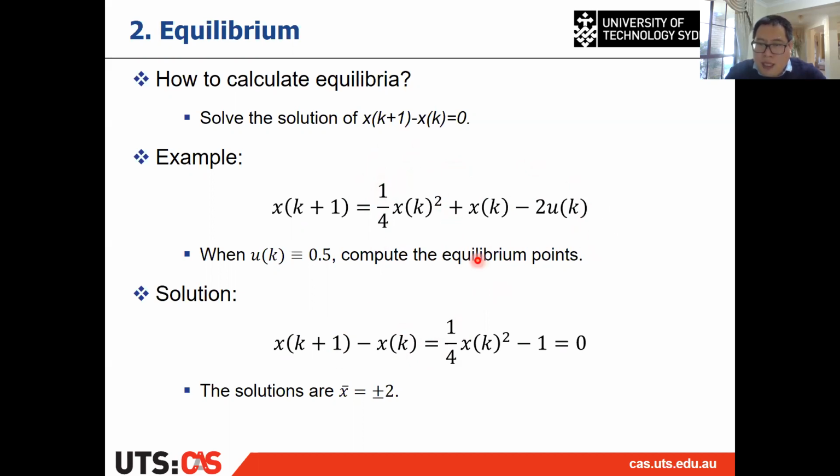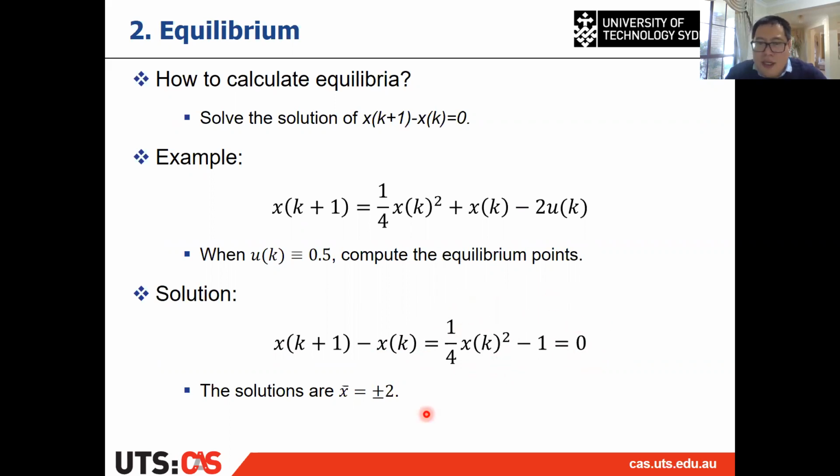Then we know x_{k+1} minus x_k is equal to 0, which means this equation minus x_k is equal to 0. Then we have this equation, which is a quarter of x_k squared minus 1 is equal to 0. Then we suppose x_{k+1} minus x_k is equal to 0, and we solve that equation. And the solutions of x are the equilibrium points.